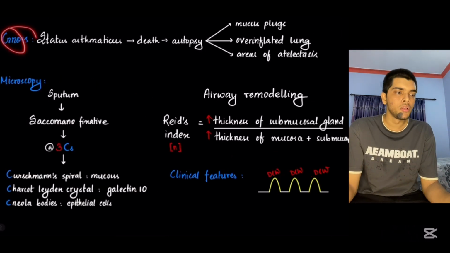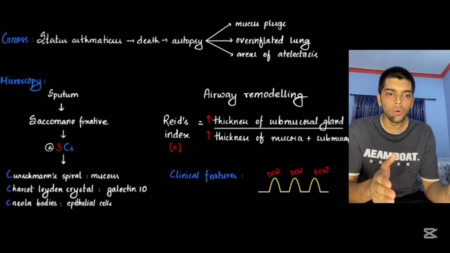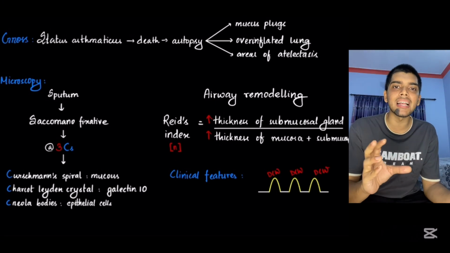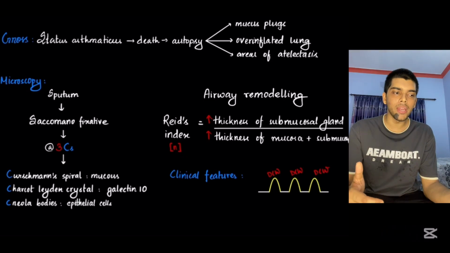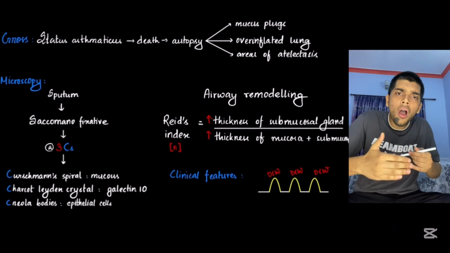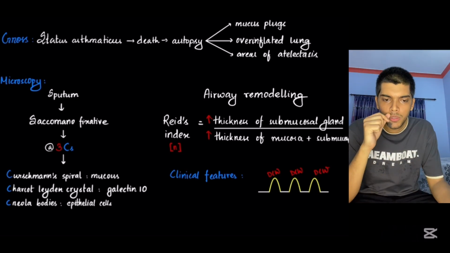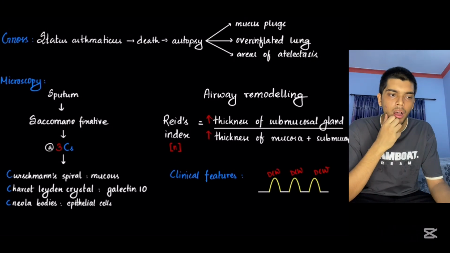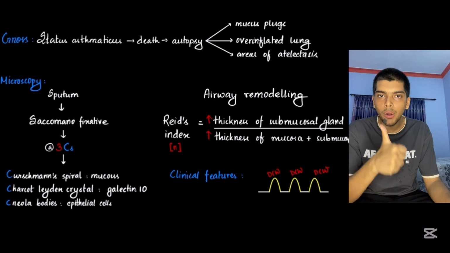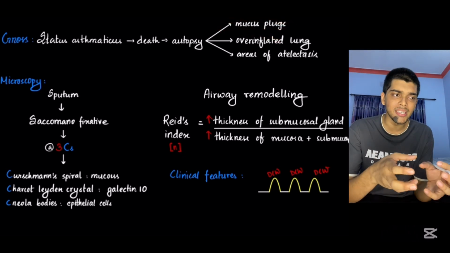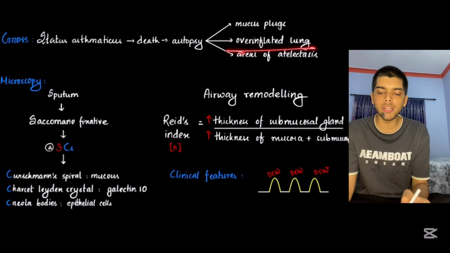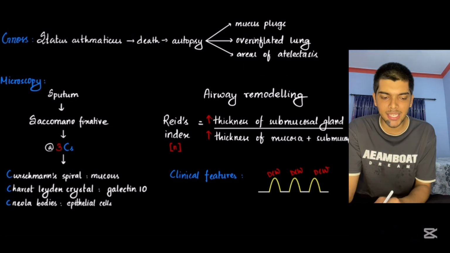Next, gross. Let's say a patient who had asthma unfortunately went through an episode of status asthmaticus. Status asthmaticus is when you have asthma attacks, but for a long period of time. So the patient dies. Upon carrying out autopsy, these are the gross features seen in the lung. Number 1, mucus plug. Obviously, because there is high secretion of mucus, the lumen gets plugged with mucus. Overinflation of lung, and there are certain areas of atelectasis.